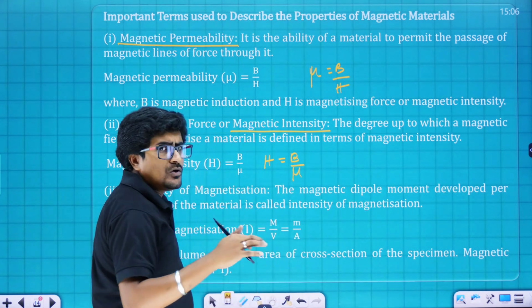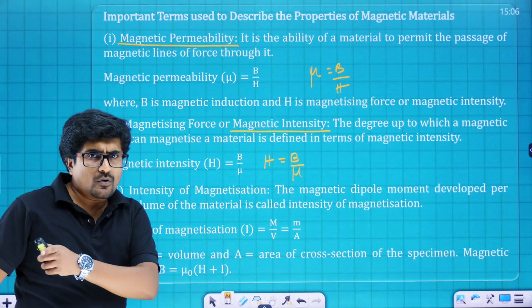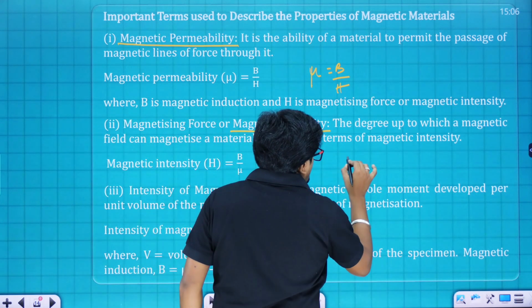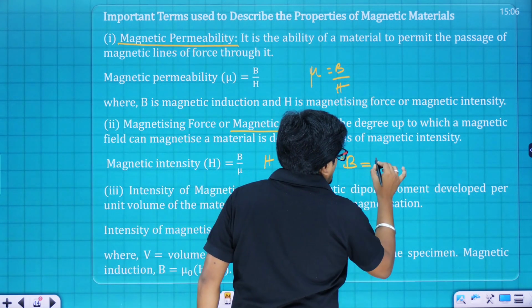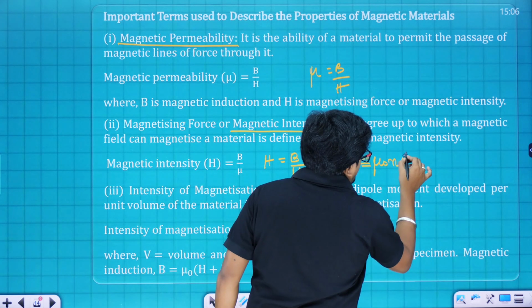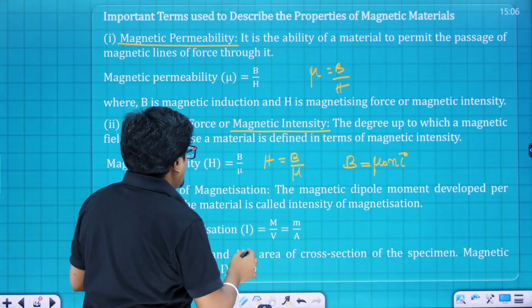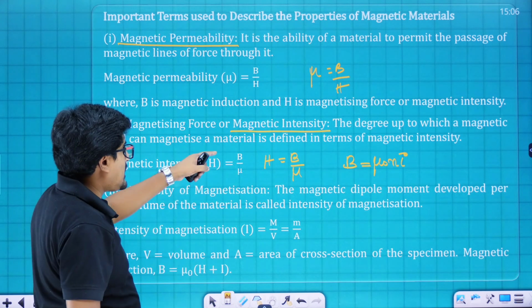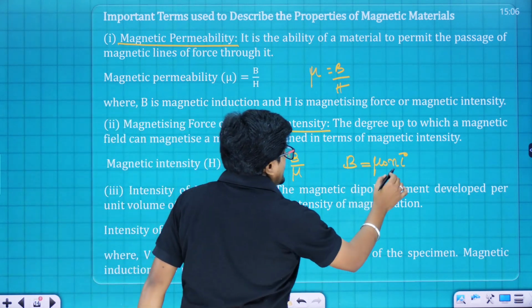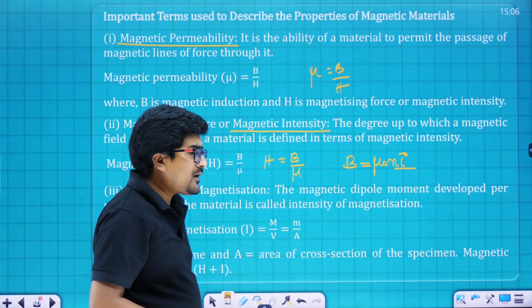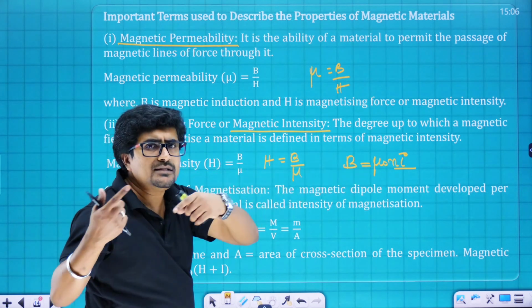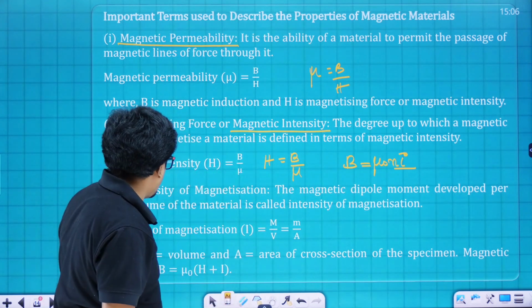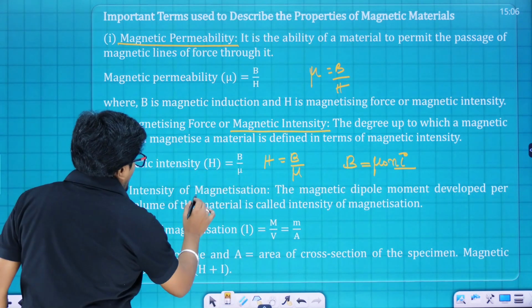And you know we used to explain this formula in this way, isn't it? B is equal to mu naught n into I. Same thing over there. So we can connect it in this manner. Here n times I in that formula is basically converted as capital H over there. Next is intensity of magnetization.